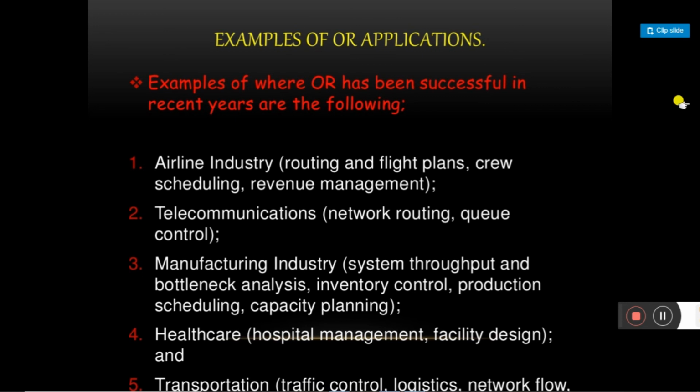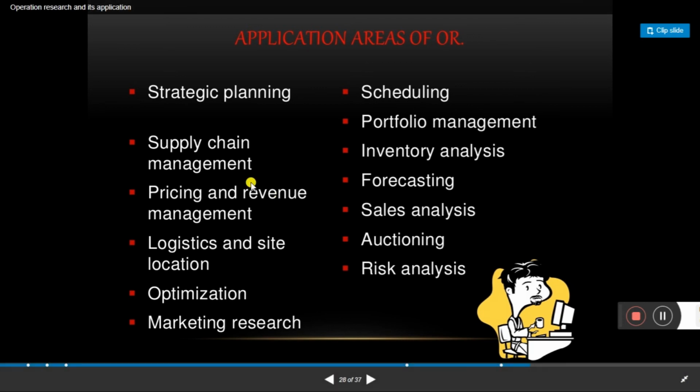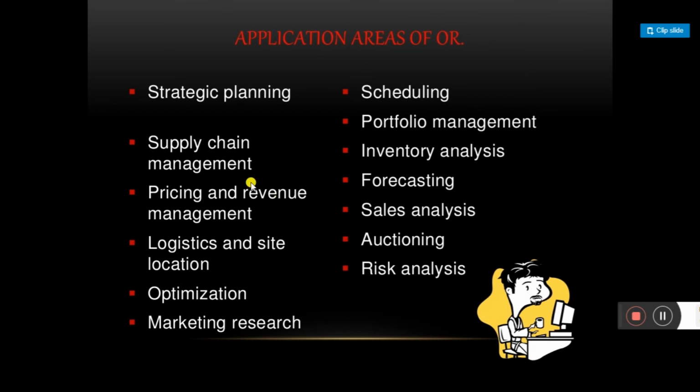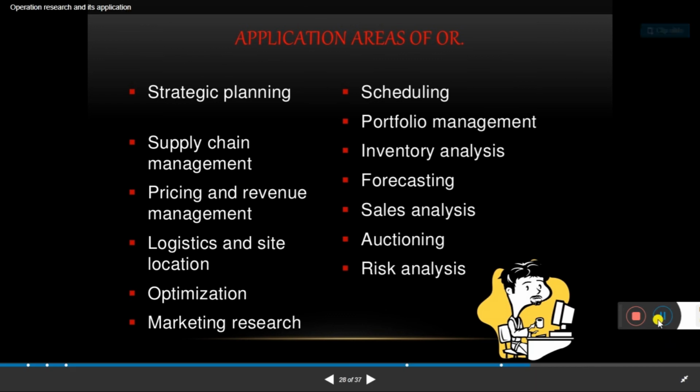These are all the areas where operation research is used, that is, strategic planning, supply chain management, pricing and revenue management, logistics and site location optimization, marketing research, scheduling, portfolio management, inventory analysis, forecasting, sales analysis, auctioning, risk analysis. These are the different areas. In many other areas also operations research is used, but these are some listed areas of applications of operation research.